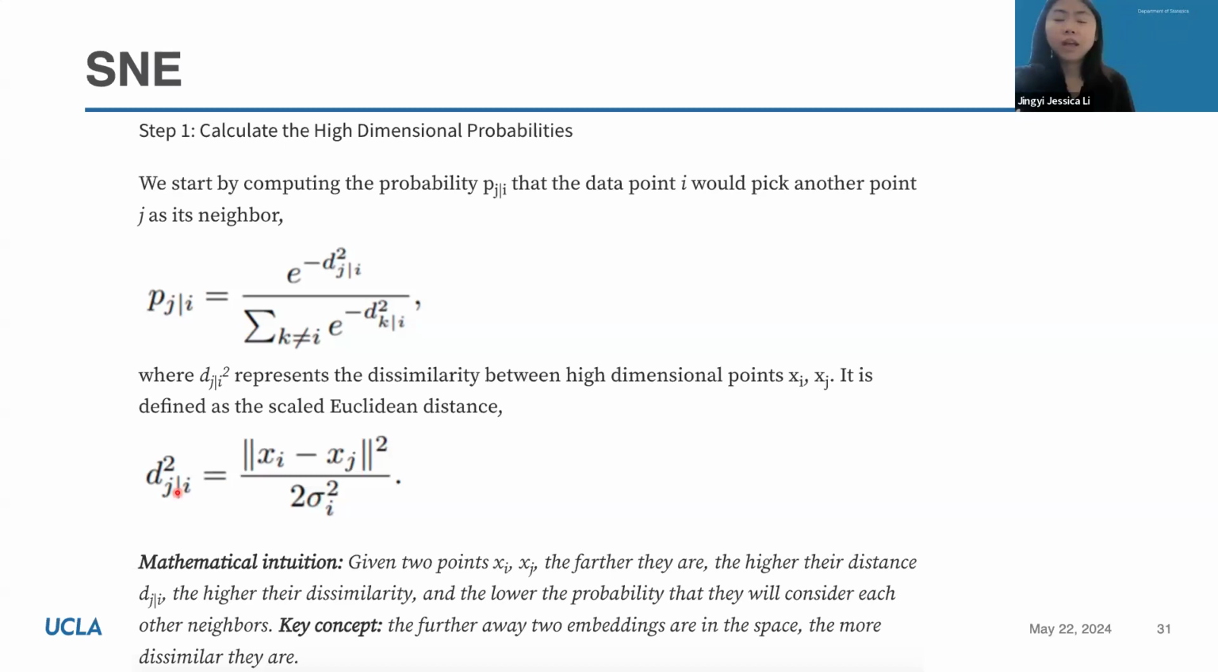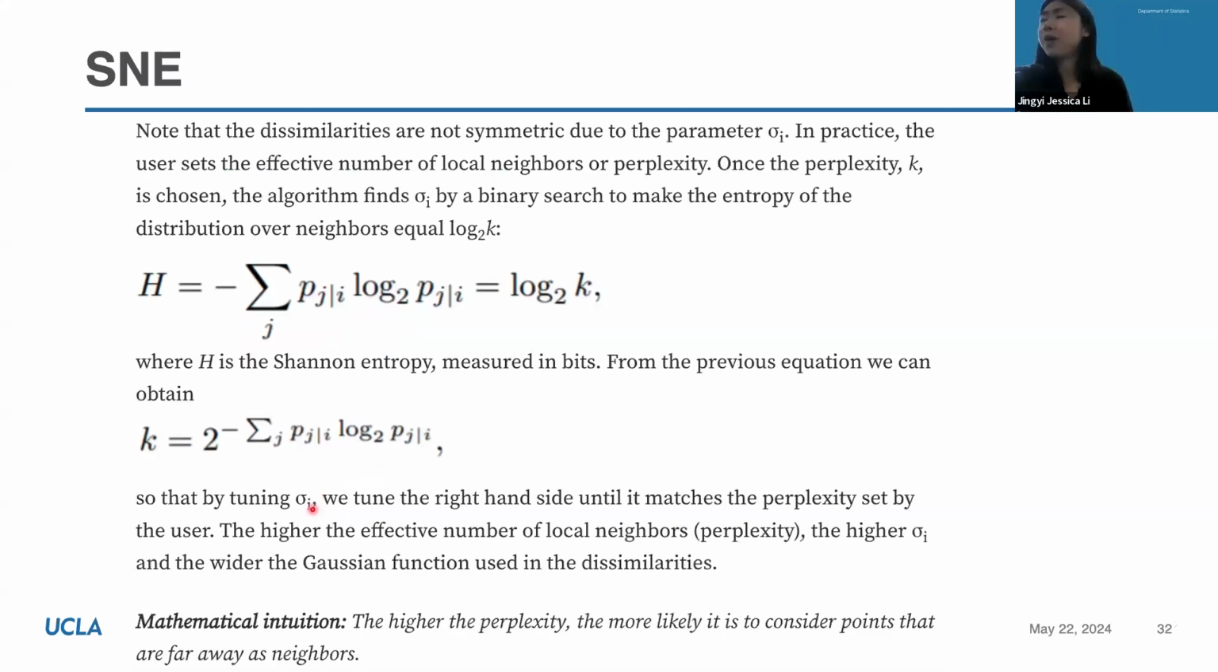In practice, the user sets the effective number of local neighborhoods, the so-called perplexity. Perplexity is a hyperparameter in t-SNE. Once the perplexity k is chosen, the algorithm finds sigma i by a binary search to make the entropy of the distribution over neighbors equal to log 2 of k. K is what? K is your perplexity. So essentially, given you set k to some number, say 20 or 50, you try to find the corresponding sigma i value to satisfy this equation, because P(j|i) depends on sigma i squared.